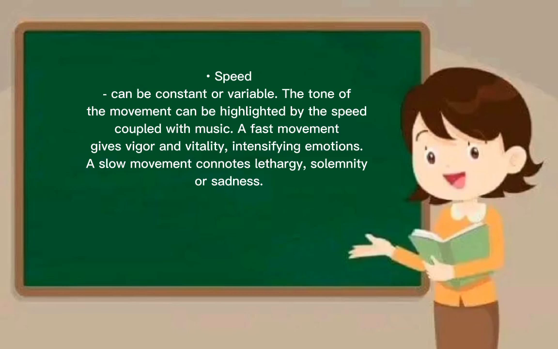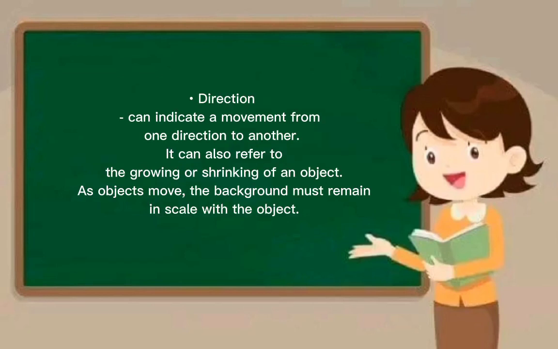Speed. Speed can be consistent or variable. The tone of the movement can be highlighted by the speed coupled with music. A fast movement gives vigor and vitality, intensifying emotions. A slow movement can convey lethargy, solemnity, or sadness. Direction can indicate a movement from one direction to another. It can also refer to the rising or sinking of an object. As an object moves, the background must remain in scale with the object.